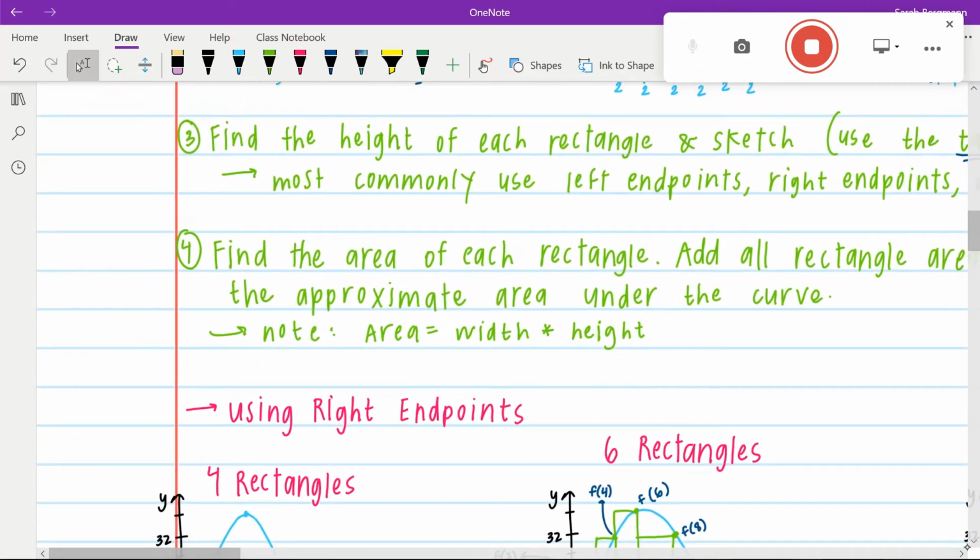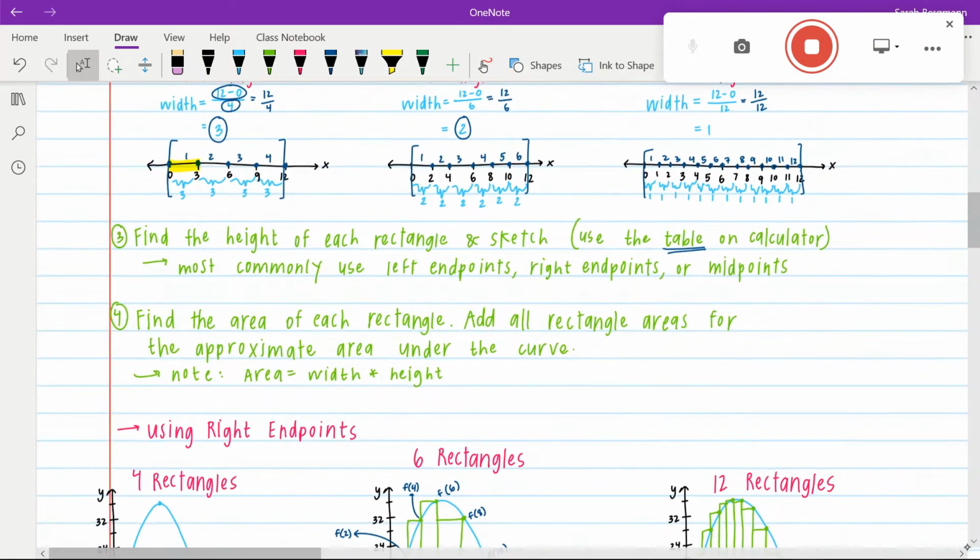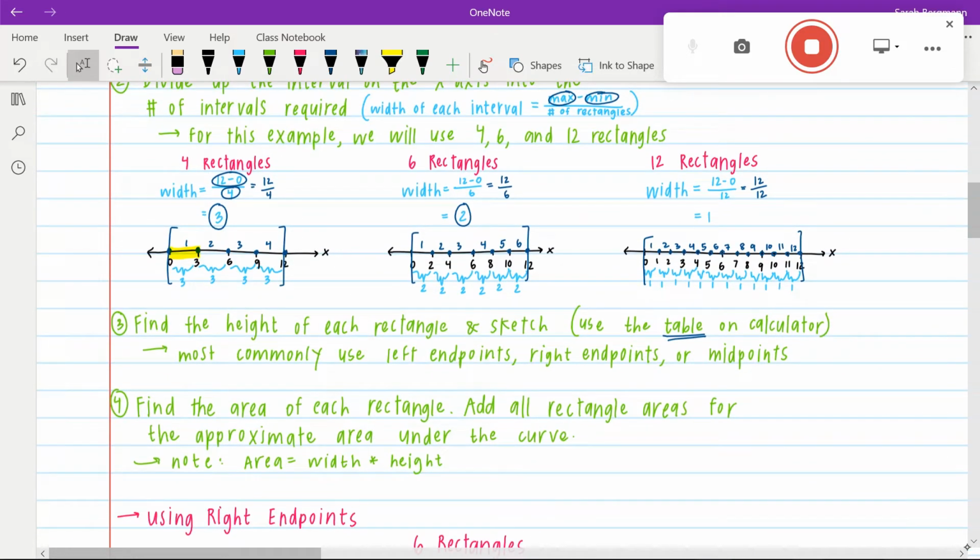We're going to do all 3, left endpoints, right endpoints, and midpoints, just so that you have an example of each. Once you find the height of each rectangle and you sketch it, the last step is to find the area of each rectangle. Once you have the area of all 4, 6, or 12 rectangles, you can add them all up for the total approximate area. Note, area of a rectangle, hopefully you guys already know this, but it's equal to the width times the height.